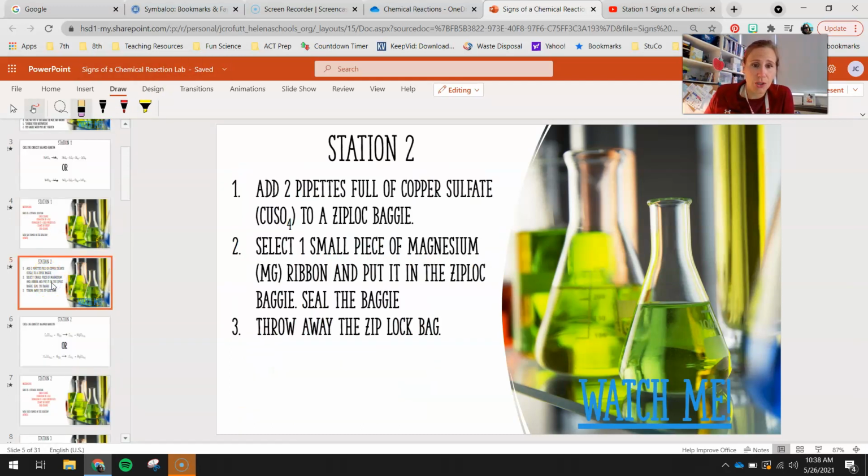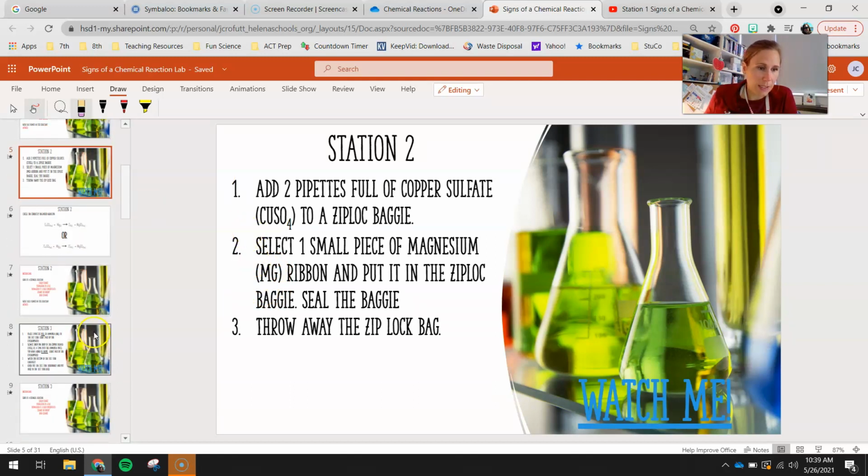Okay, on station 2, you are looking at copper sulfate, which is a blue solution, and adding a piece of magnesium ribbon. Magnesium is actually capital M lowercase g, but I picked a horrible font. Okay, and seeing what happens.